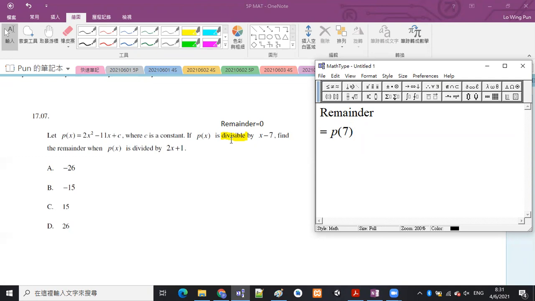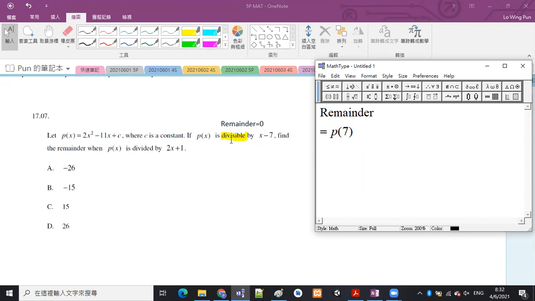You put this thing equal to 0, and then calculate the value of x. So x minus 7 equals 0. Then the value of x is just 7, right? That will be the number you need to put into the bracket in order to calculate the remainder. It's always like this. We calculate the remainder by putting the number into the bracket of the function.